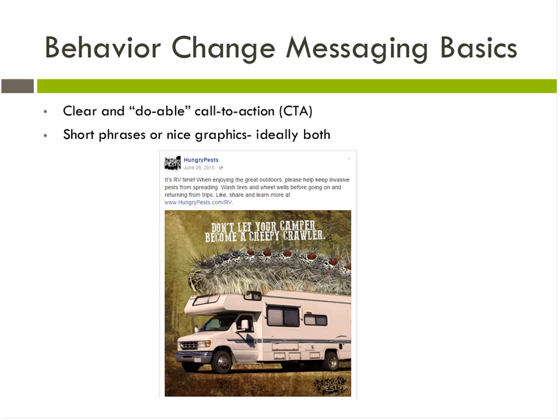This example is from a partner campaign that I work with, but I don't actually generate the social media. It says, they're enjoying the great outdoors, but you want to keep the pests from spreading. Then they give their clear call to action: you should be washing your tires and wheel wells before going and returning. And then they tell people to share, which is smart because people are obedient, generally speaking. People are going to read that and think, you're right, I should share, and they'll share the post. And then they have this image that really grabs them of the giant killer gypsy moth caterpillar eating the top of the RV, which is hilarious. And that really gets their eye.